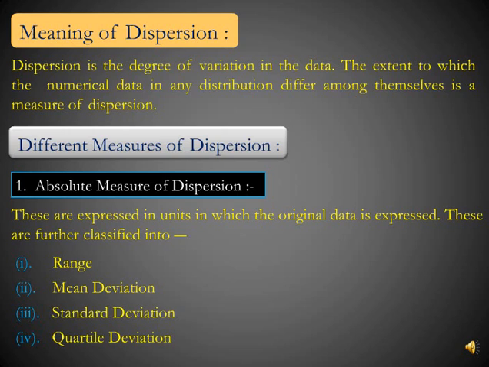Now, some measures of dispersion. Measures of dispersion may be broadly classified into: first, absolute measure of dispersion. These are expressed in units in which the original data is expressed. These are further classified into range, mean deviation, standard deviation and quartile deviation.